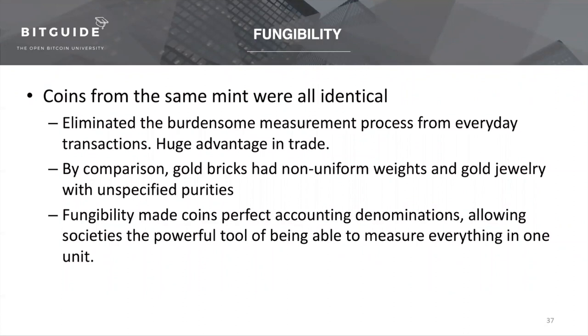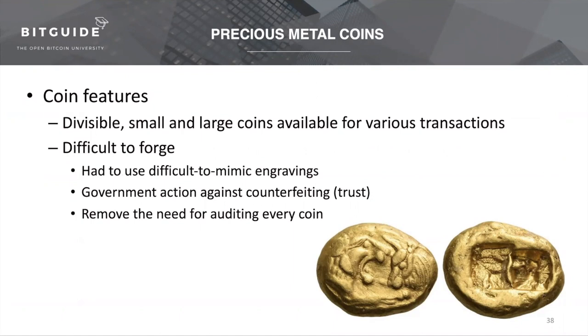As a result, coins are the perfect accounting denominations, allowing societies the powerful tool of being able to measure everything in one unit. Coins are divisible, even though a single coin cannot be broken down, because you can have a combination of small and large coins to come up with any value you want to exchange. They are also difficult to forge because the power of the mint and the government responsible for the money would be behind it to prosecute counterfeiters. So that creates some trust, but also the engravings were difficult to mimic. The combination of these provides the trust that a monetary system needed. Obviously not ideal, but good enough to form the foundation of global trade.